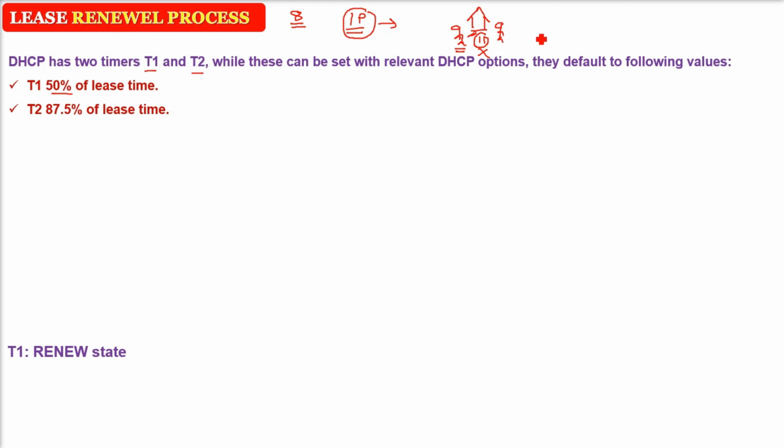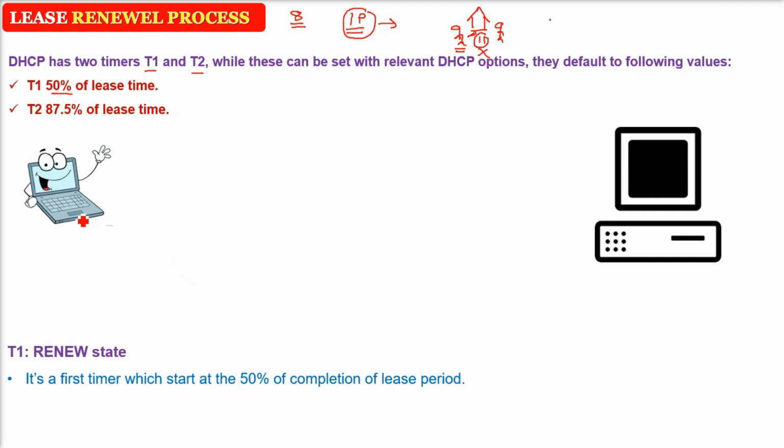So when you are assigned an IP address and the network configuration for certain days, I will take an example, don't worry. This renew state is the first timer, which starts at 50% completion of the lease period. Now this is your client, this is your server. The server has already assigned an IP to the client, and the client is enjoying the IP and working fine. Now the IP is assigned for say 10 days.